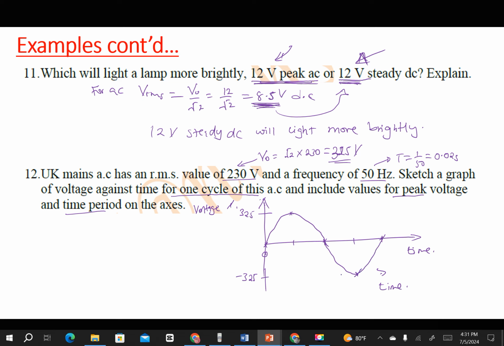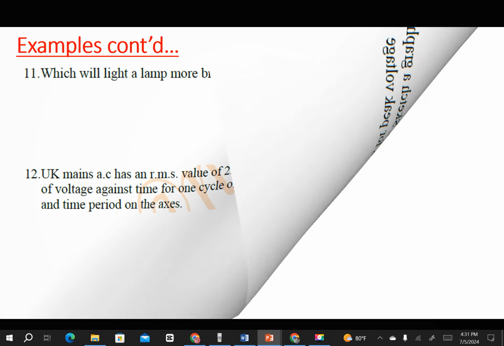They said include the time period on the axis. So here it is 0.02. Here it is going to be 0.01. You can put here 0.005, 0.015. As simple as that. You can sketch a better graph. But if you are doing paper 4 and you have finished AS, you must have good graphical knowledge at this point. Okay.